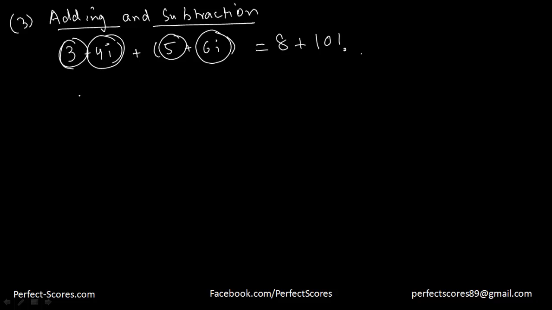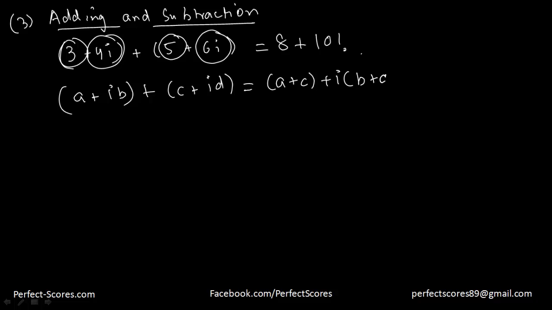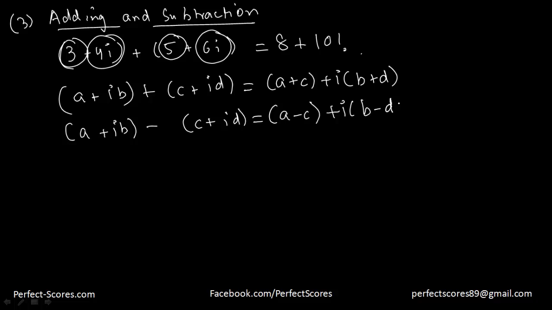So generally, let's suppose a plus ib is added to c plus id, then from here I can say that the real numbers are going to get added and the imaginary numbers are going to get added, and this is what I'm going to have. Similarly for subtraction, if I'm going to subtract this complex number from this complex number, then again the real numbers are going to get subtracted separately and the imaginary numbers are going to get subtracted separately, right? I suppose you're understanding this point over here, guys.